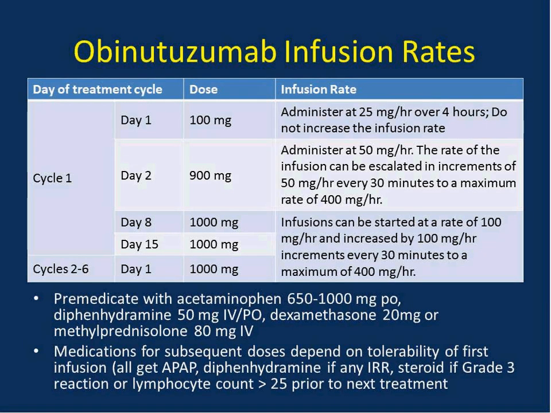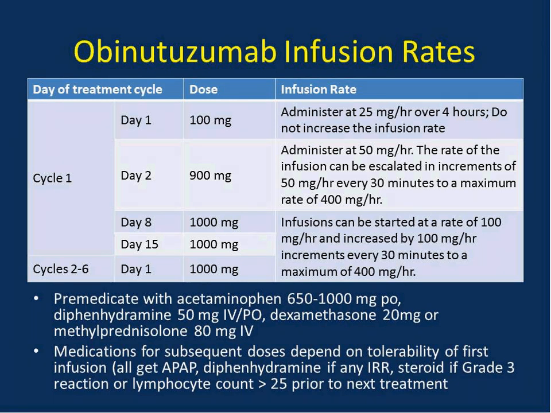As far as infusion rates, with the day 1 100 milligram dose of treatment, you start 25 milligrams per hour over 4 hours, and you don't increase the infusion rate at all. With day 2, you would start at a higher rate of 50 milligrams per hour, and you would increase by 50 milligrams per hour every 30 minutes to the max rate of 400 milligrams per hour. So sounds a lot like rituximab infusions. And then with your subsequent doses, you would start at 100 milligrams per hour, again increasing by 100 milligrams per hour to that max rate of 400.